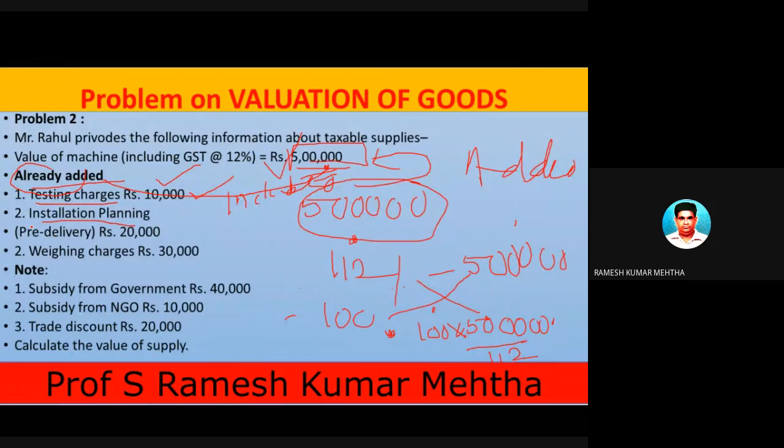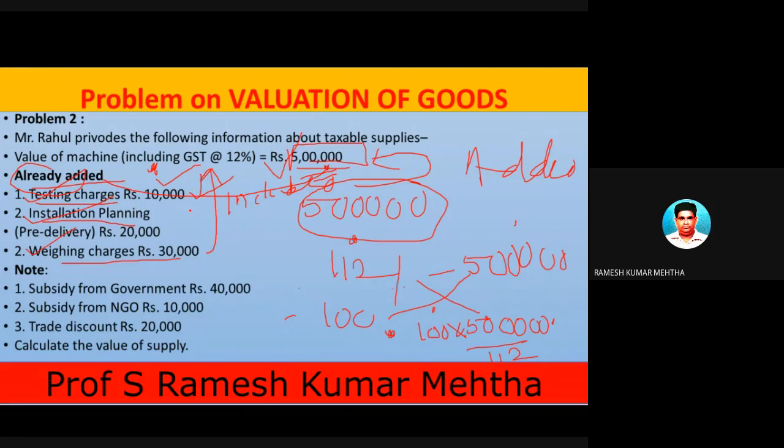Number two is installation charges. Installation charges are primarily allowed to be shown as an expenditure, and it is already shown as an expenditure and included in the value of the machine. Number two, weighing charges. Once you are manufacturing some goods, you have to weigh them. So weighing charges also are cost incurred for manufacturing, and they should be included in the price. In the price, it is already included, so nothing to do. But you have to give a note that this cost should be included, and is already included. So no worry. Weighing charges should be included in the manufacturing cost. It is already included, so no adjustment.